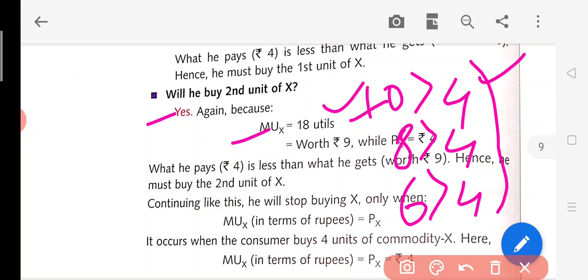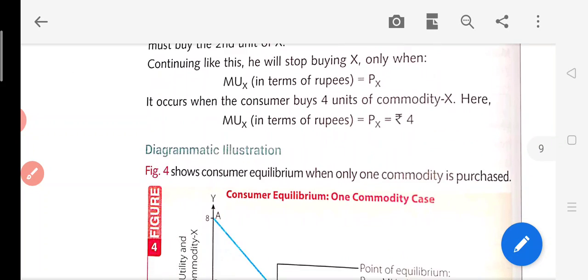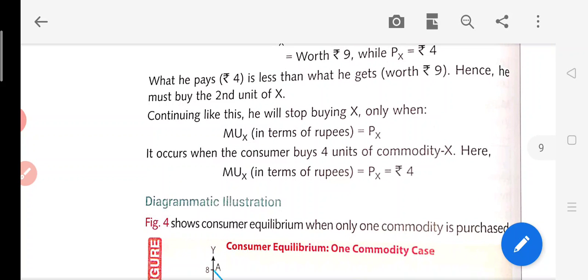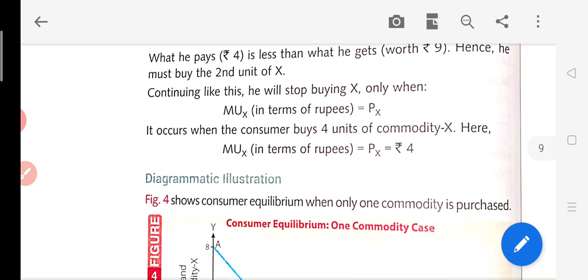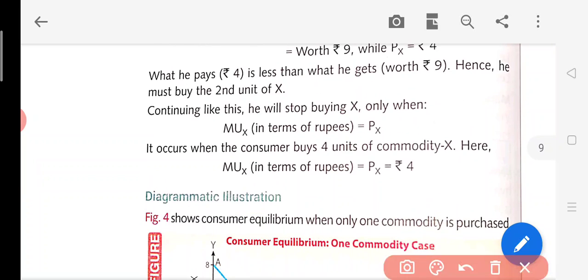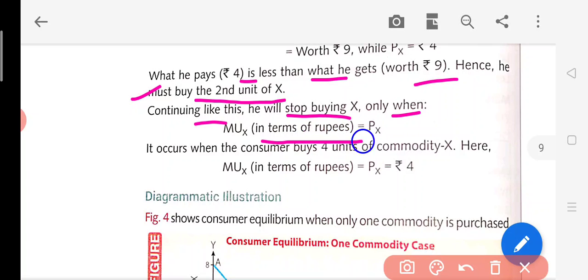And when these become equal, like you paid 4 rupees and you got 4 rupees of satisfaction, at that time we say that the consumer has achieved equilibrium. At that point he is going to stop, he is not going to buy the next commodity. Here also, when he pays 4 rupees, which is less than the 9 he is getting, he must buy the second unit. Continuing like this, he will stop buying X only when MUX is equal to PX, or MUX in terms of money is equal to PX.